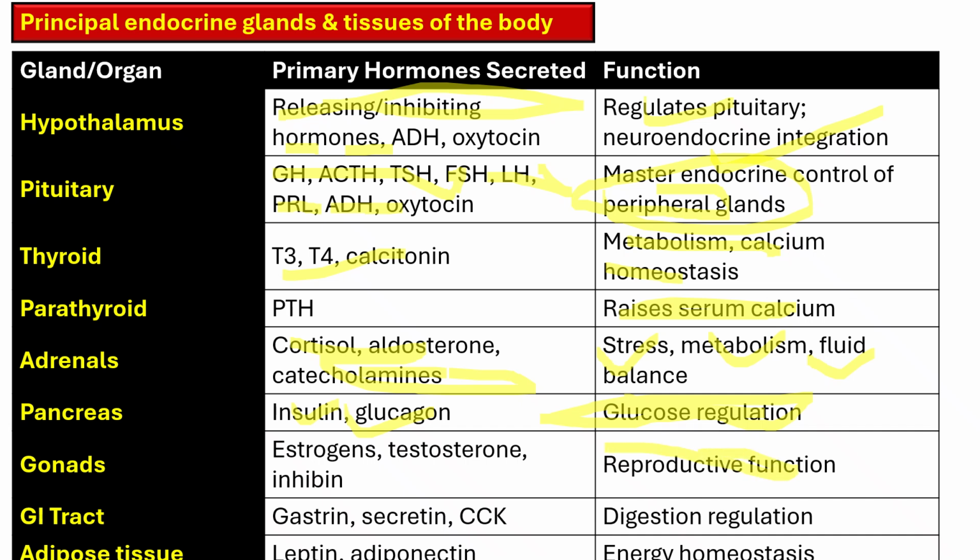GI tract secretes gastrin, secretin, and cholecystokinin, and this is associated with digestion regulation. Adipose tissue secretes leptin and adiponectin. They are responsible for energy homeostasis.